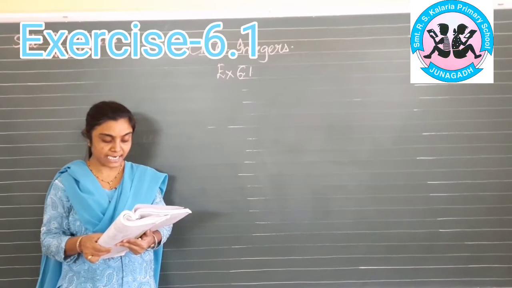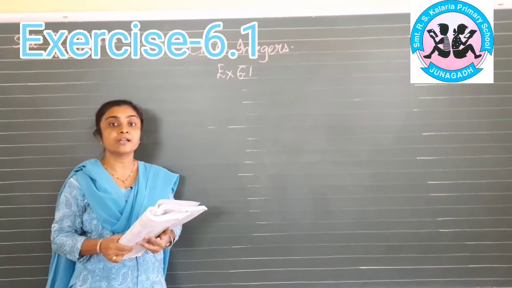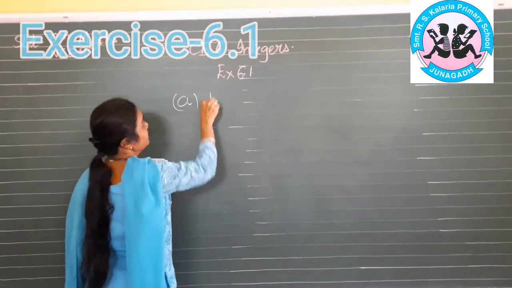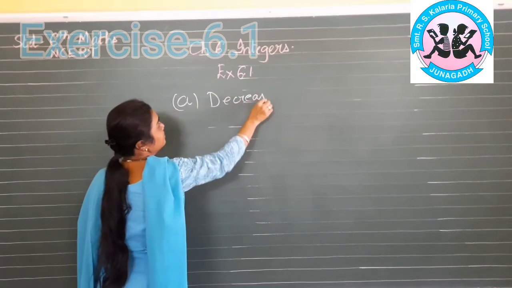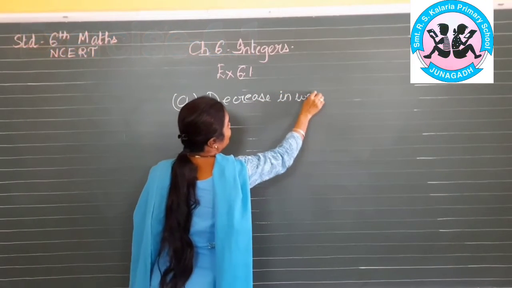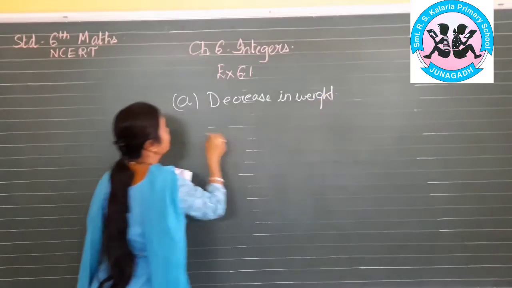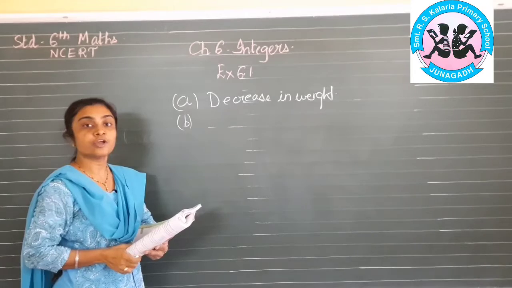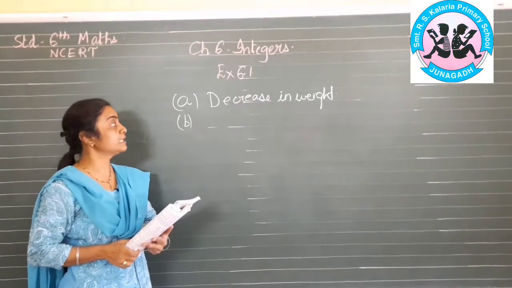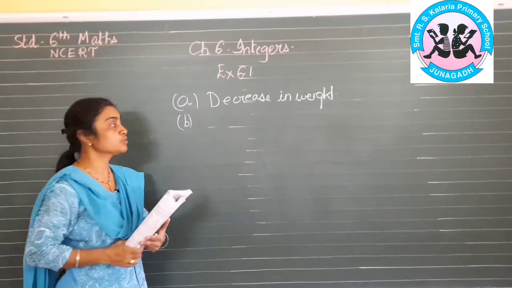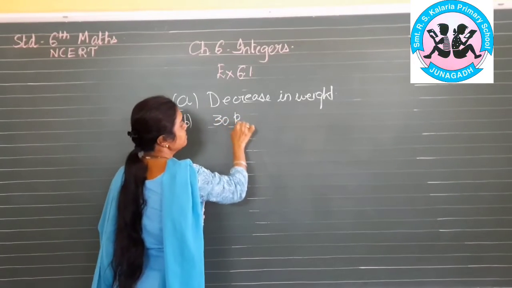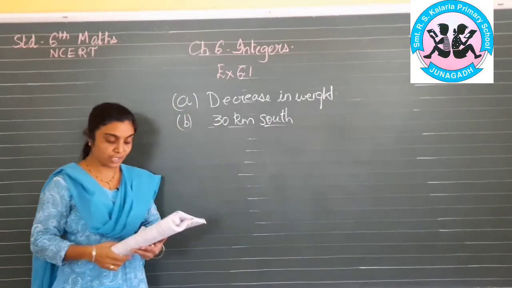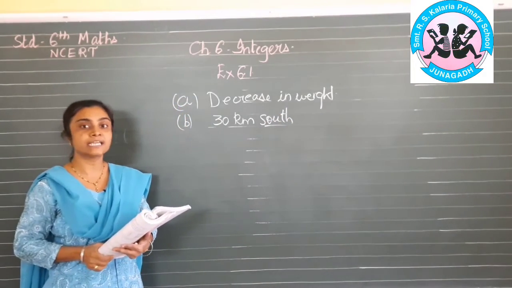The first one is A, increase in weight. Now opposite of increase will be decrease. So the answer for A will be decrease in weight. B, 30 kilometer north. So you have to write down the opposite of north. So 30 kilometer north will be 30 kilometer south. Opposite of north is south. So the rest of the questions you can solve by using the same logic.